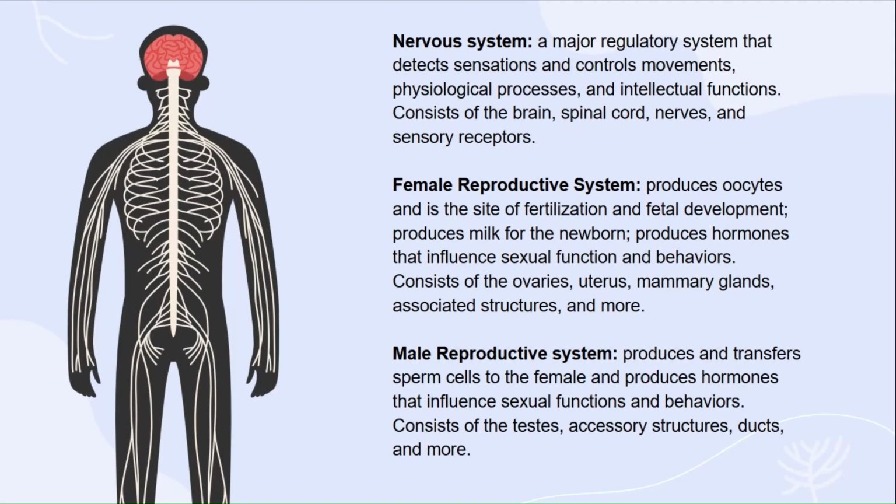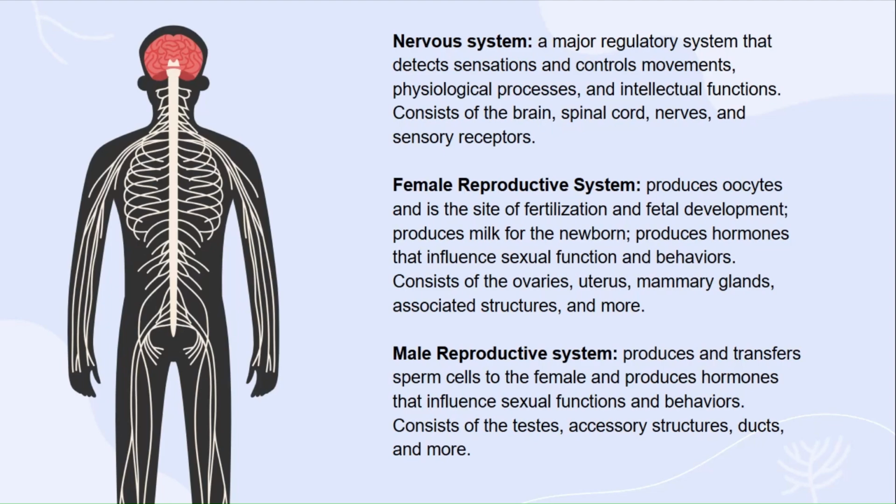And next is the nervous system. The nervous system is a major regulatory system that detects sensation and controls movement, physiological processes, and intellectual functions. And it consists of the brain, spinal cord, nerves, and sensory receptors. And next is the female reproductive system. The female reproductive system produces oocytes and is the site of fertilization and fetal development. It produces milk for the newborn and produces hormones that influence sexual functions and behavior. And it consists of the ovaries, uterus, mammary glands, and associated structures, and more.